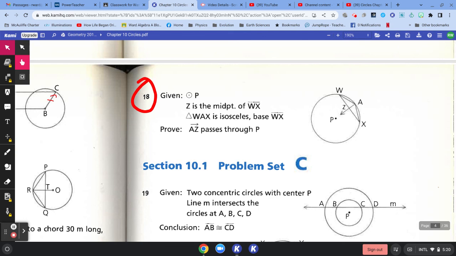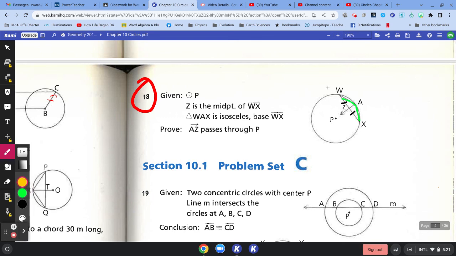All right, I'm going to assume you've paused the video so you can consider this, and I'm going to name a few things. The first thing I'm going to name is that we have bisected WX. So WX has been bisected because Z is the midpoint. So we're going to mark this and this as congruent. And the really important thing here is that Z is equidistant to W and X. And we also know that since WAX is isosceles, AW and AX are also congruent. So A is equidistant to the endpoints. That tells us that AZ forms a perpendicular bisector of WX.